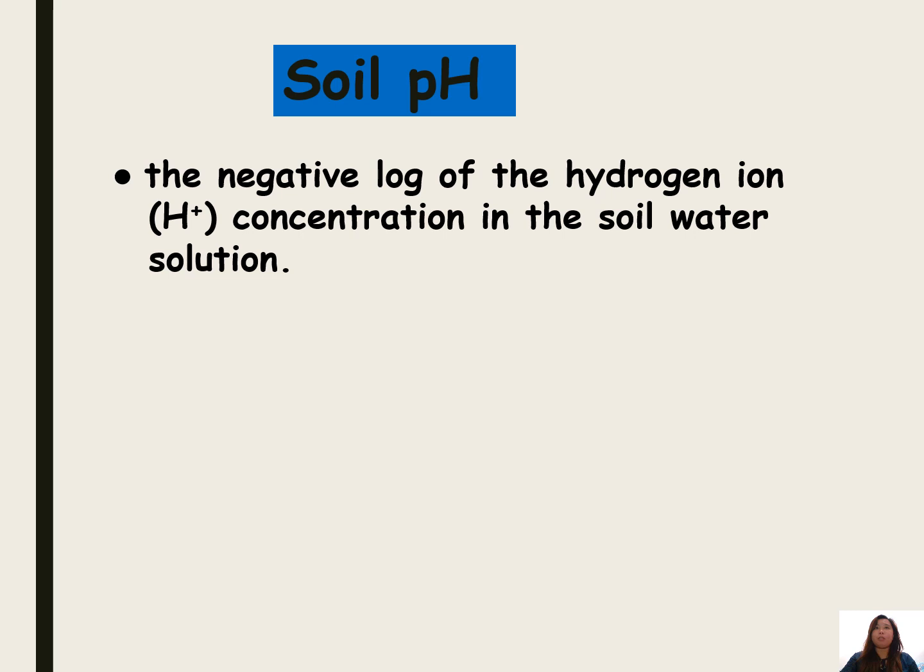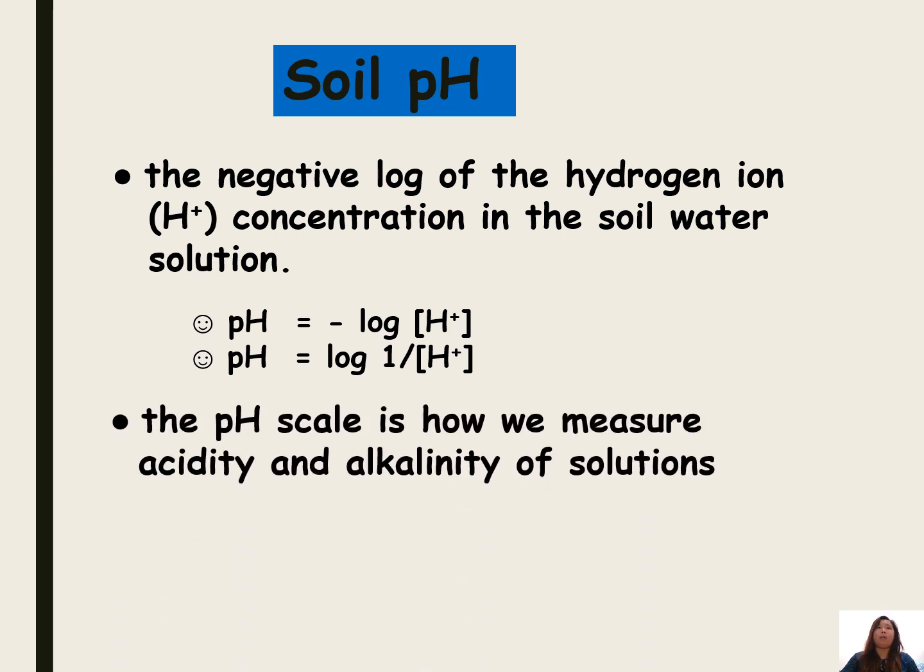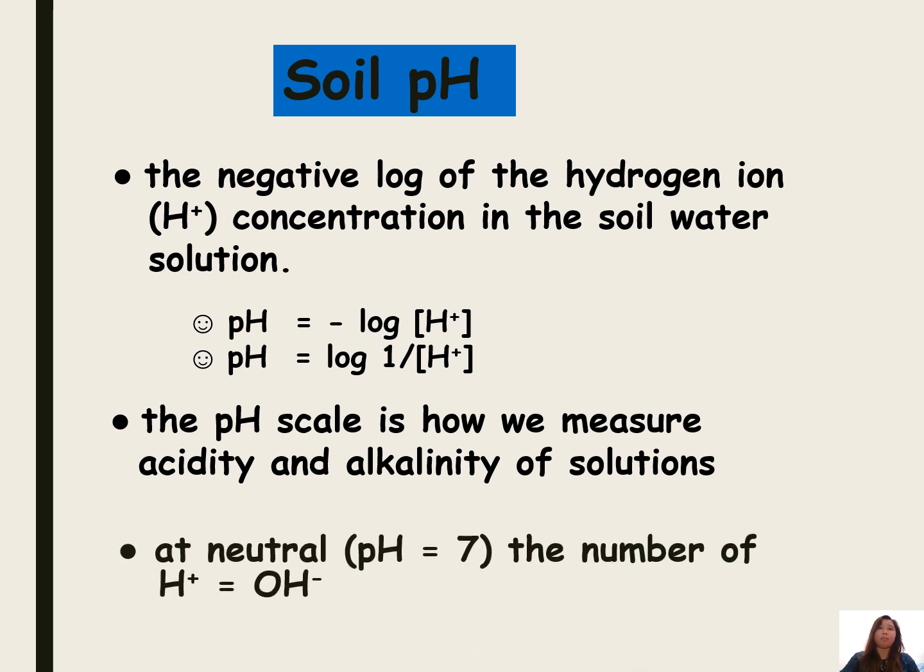It refers to the negative log of the hydrogen ion concentration in the soil water solution. For these formulas, pH is equal to negative log of the hydrogen ion concentration, or pH is equal to log 1 divided by the hydrogen ion concentration. The pH scale is how we measure the acidity or the alkalinity of the soils.